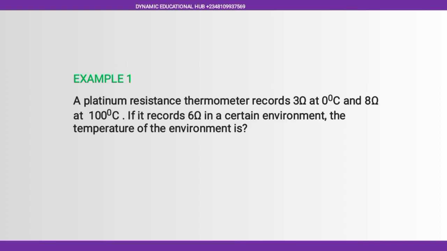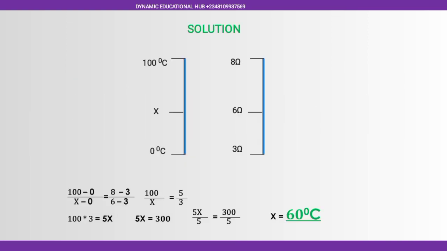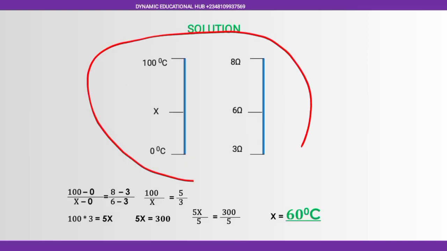It's very simple. Let's get some insight from this question. The platinum resistance thermometer records 3 ohms at the lower fixed point, and 8 ohms at the upper fixed point. Then we have a reading at a point which we don't know. That is what we need to find. The first step is to draw this, and let's use it to solve our question.